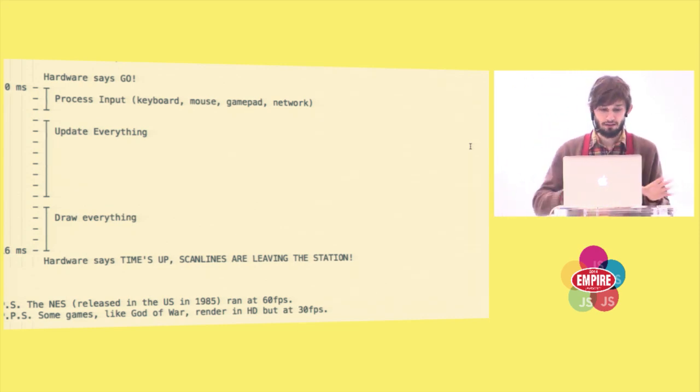And just a fun fact, the Nintendo, the NES, released in 1985 in the US, ran at 60 frames a second, just like your phone. That's why it looks so great.